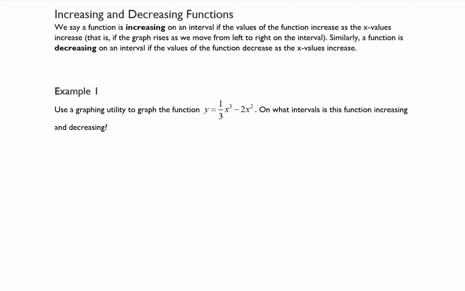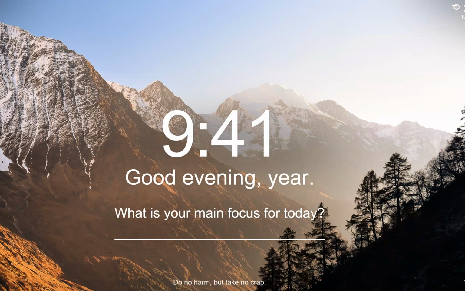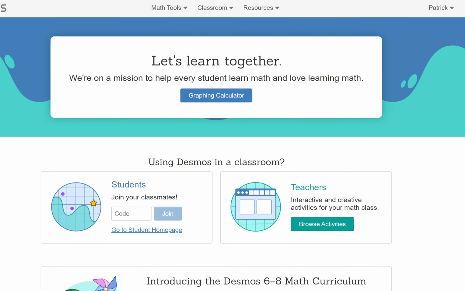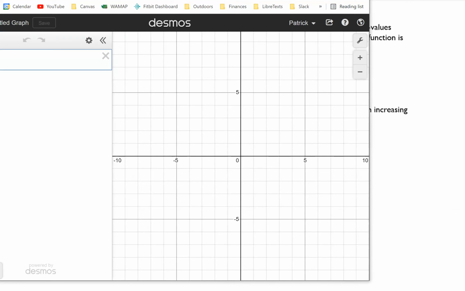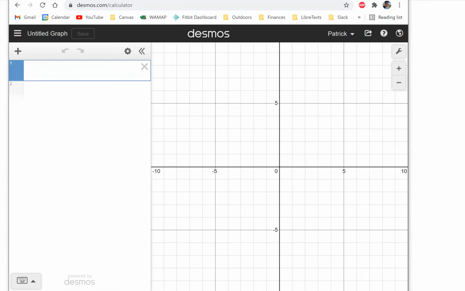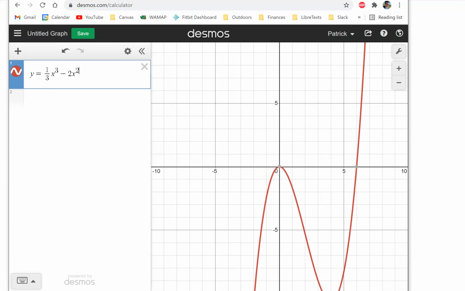Example 1 says use a graphing utility to graph the function y equals 1/3 x cubed minus 2x squared. On what intervals is this function increasing and decreasing? So let's move over to Desmos. I'm going to go ahead and enter in the function y equals 1/3 x cubed minus 2x squared.